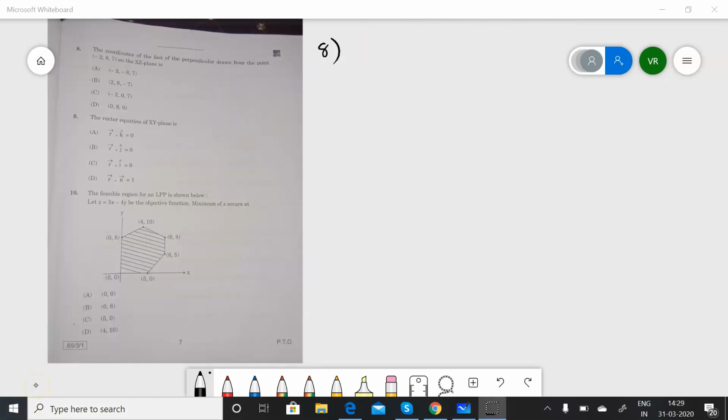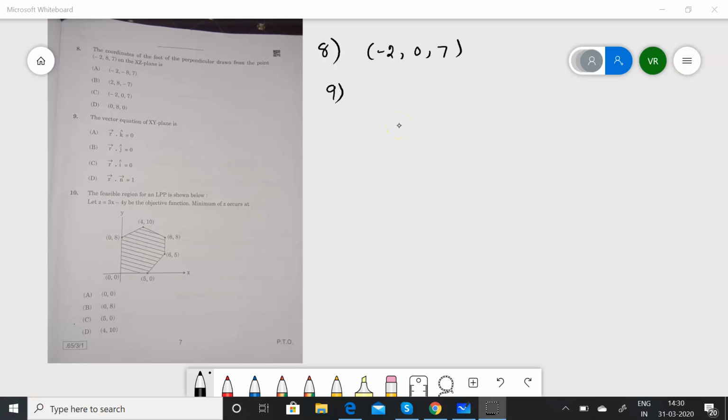Eighth question. The coordinates of the foot of the perpendicular drawn from the point (-2, 8, 7) on the xz plane is. Now we know that on the xz plane, the coordinate for y is going to be 0. So obviously the coordinates for the point (-2, 8, 7) on the xz plane are going to be (-2, 0, 7). Hence option C is correct.